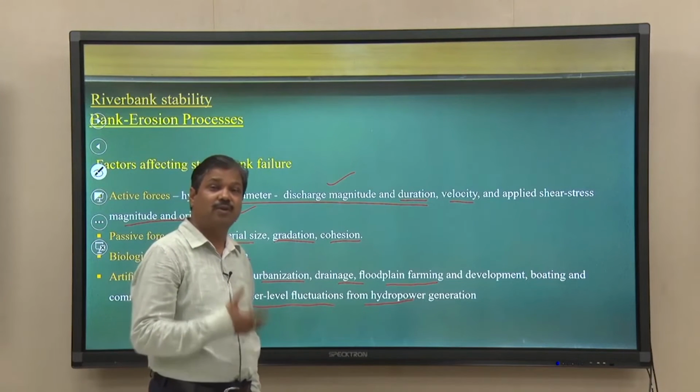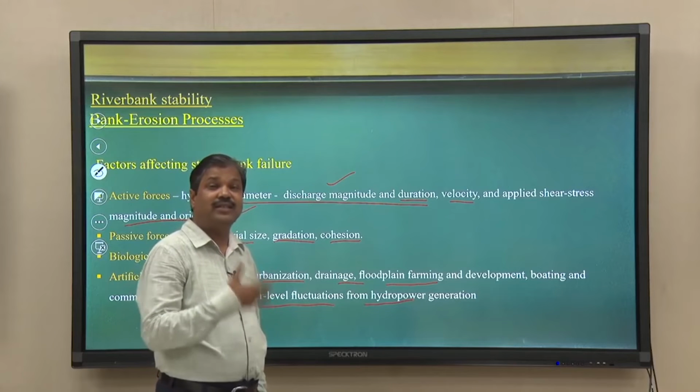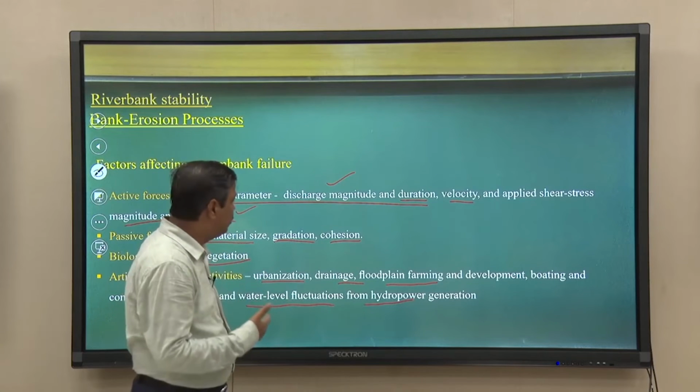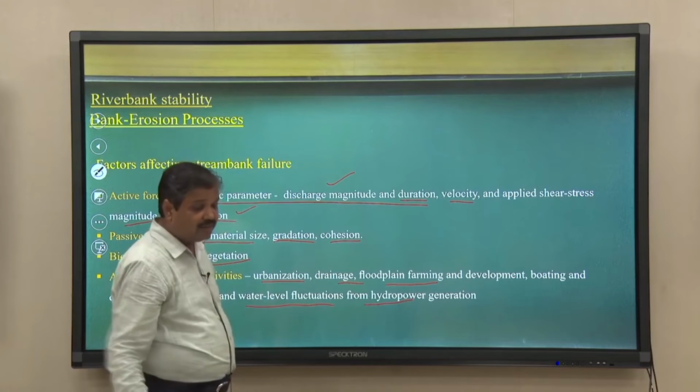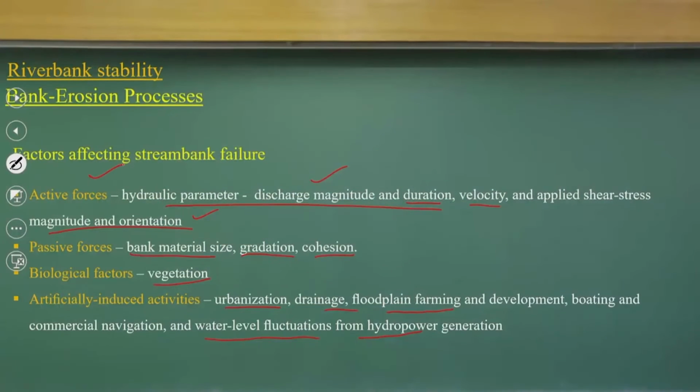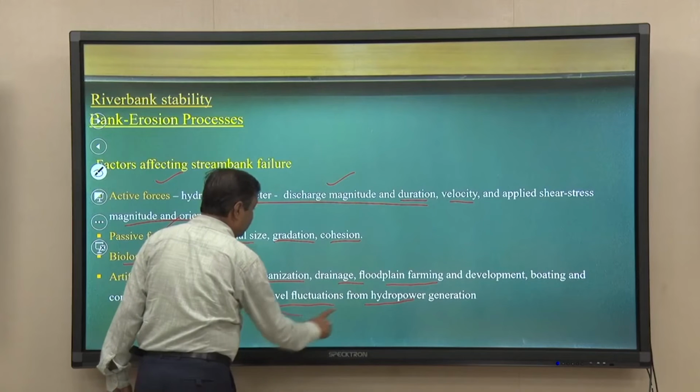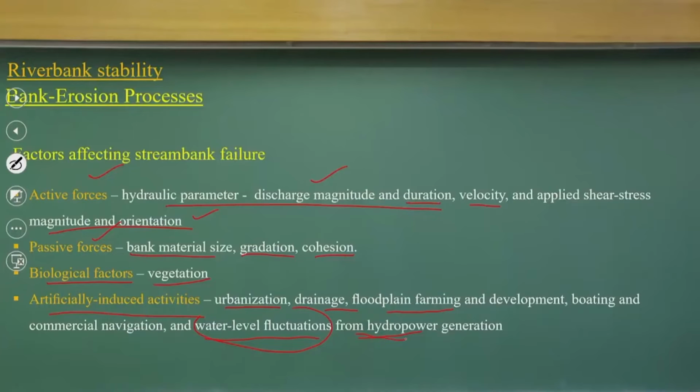Why is the bank erosion process accelerating? What are the reasons behind that? We need to understand all these active forces, passive forces, biological factors, and man-made or artificially induced activities like water level fluctuations due to hydropower generation, and floodplain farming. Even commercial navigation also plays a role in the bank erosion process; we try to understand all that.